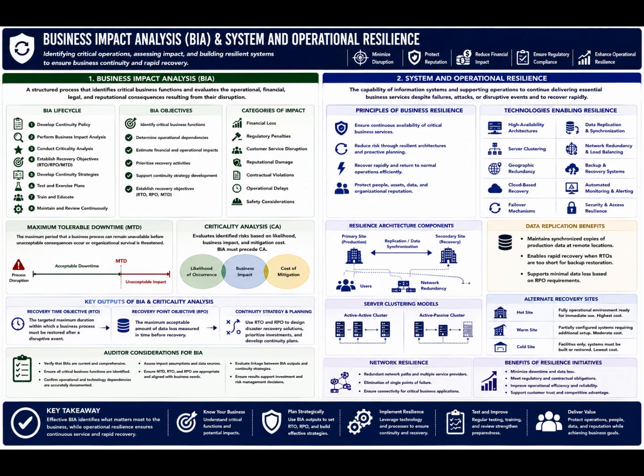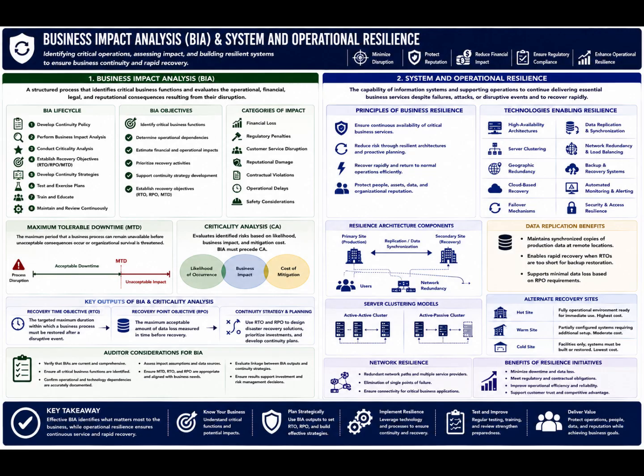Business continuity planning follows a formal lifecycle that includes development of continuity policy, performance of a BIA, criticality analysis, establishment of recovery targets, development of continuity strategies, testing, training, and continuous maintenance. The BIA therefore represents one of the earliest and most important analytical activities within the continuity planning process.